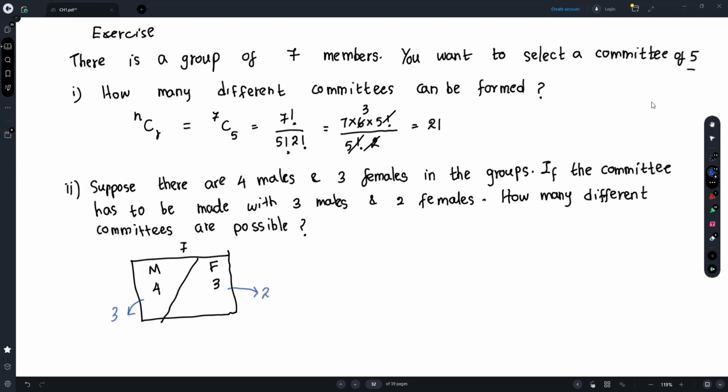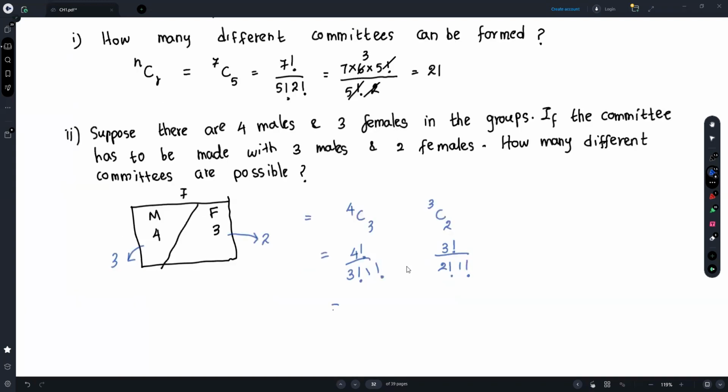So how do you select the committee? Yes, I got one answer correct. Ilham, you are correct. Yeah, Niroshika, you're also right. Yeah. So how do you do that? The number of possibilities to select males is 4 choose 3. You can select 3 males out of 4, and then you can select 2 females out of 3. So that will be 4 choose 3 will be this. 3 choose 2 will be this, right?